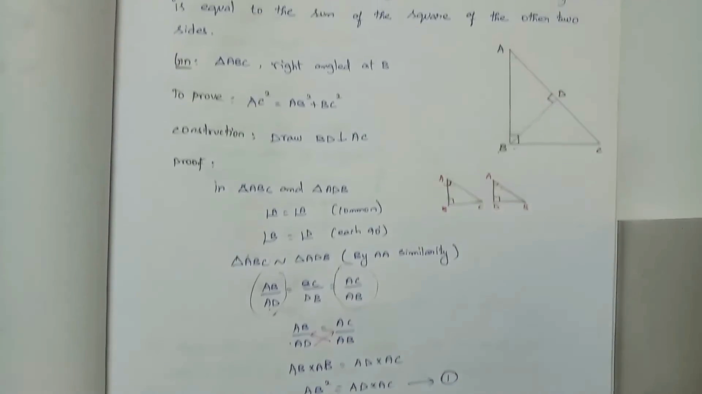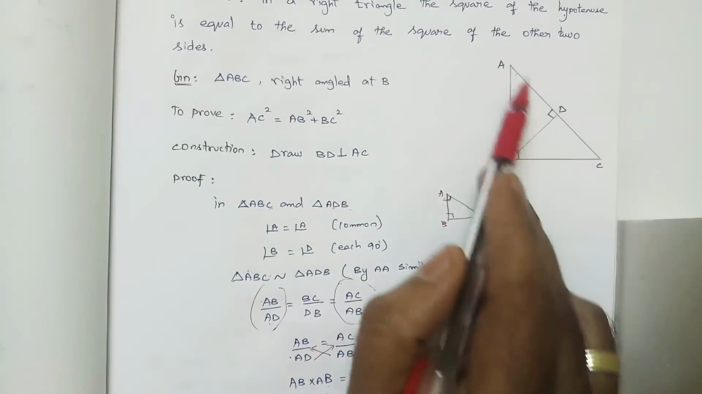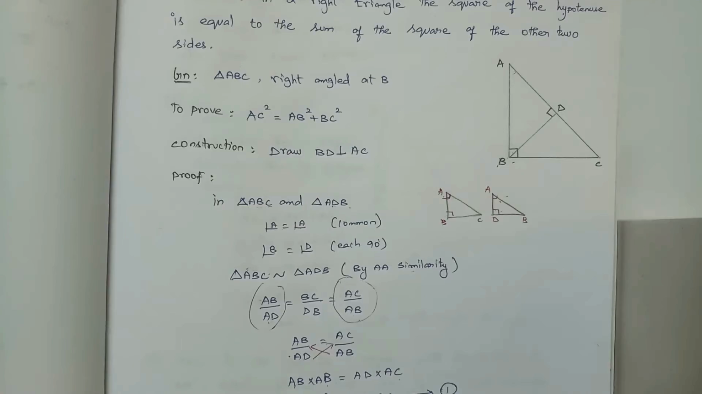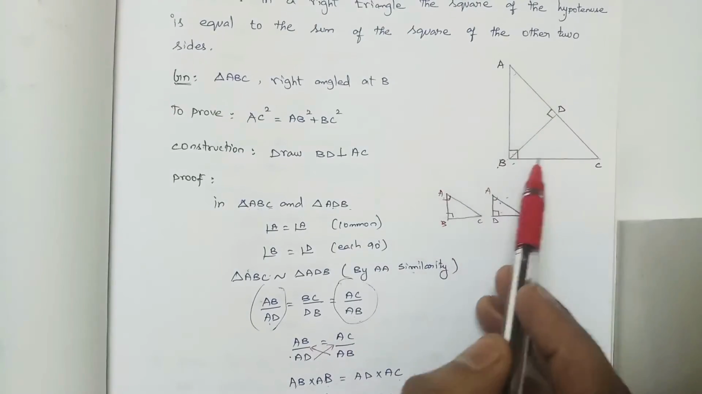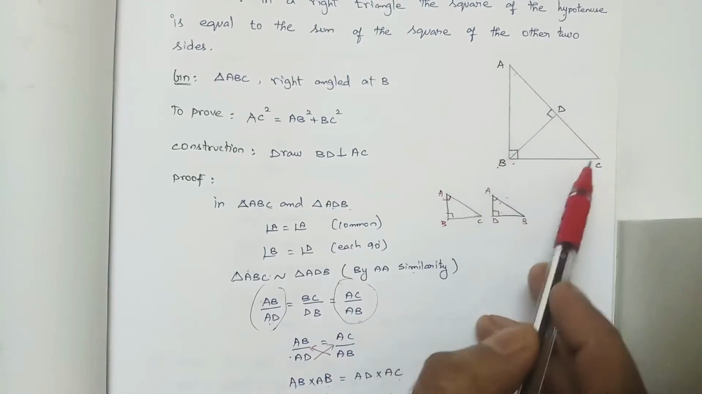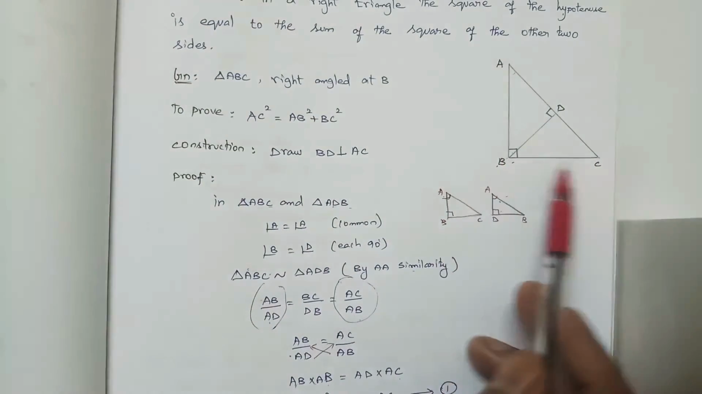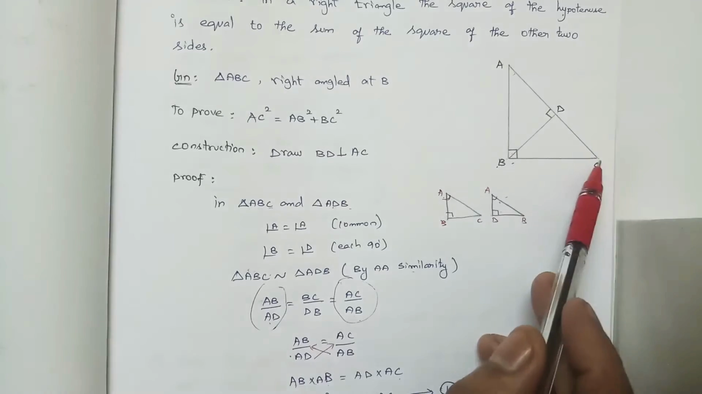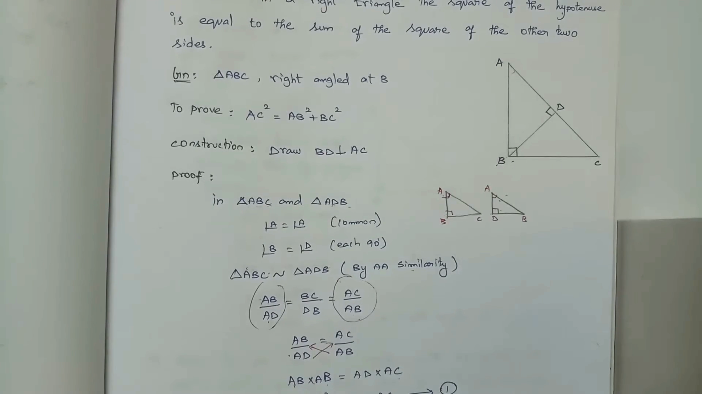So first I have chosen the full triangle with the first small right angle triangle. Next, once again I am going to choose the full triangle and the second, small right triangle. So it is triangle ABC and triangle BDC. I am going to choose triangle BDC.